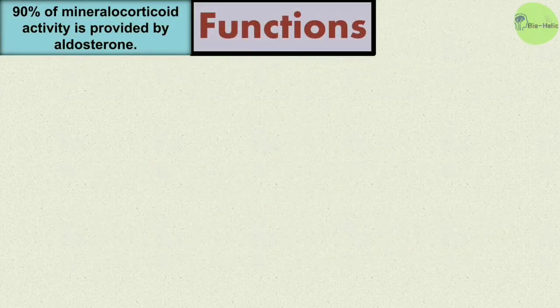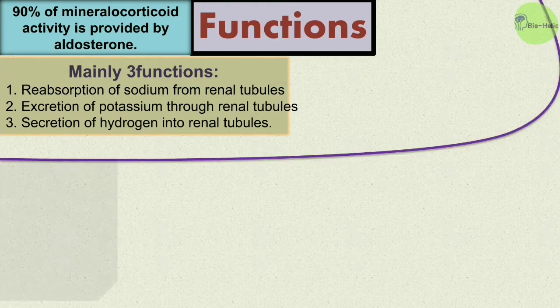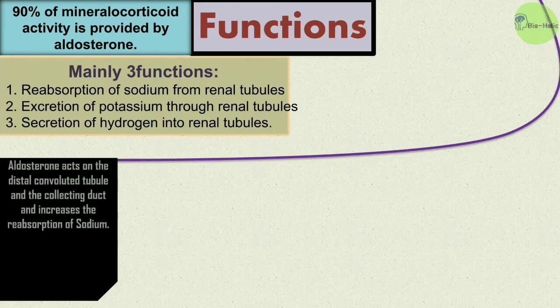90% of mineralocorticoid activity is provided by the aldosterone. They have mainly three functions. The first one is the reabsorption of sodium from renal tubules. Second is the excretion of potassium through renal tubules. And third is the secretion of hydrogen into renal tubules. So mineralocorticoids have various functions.